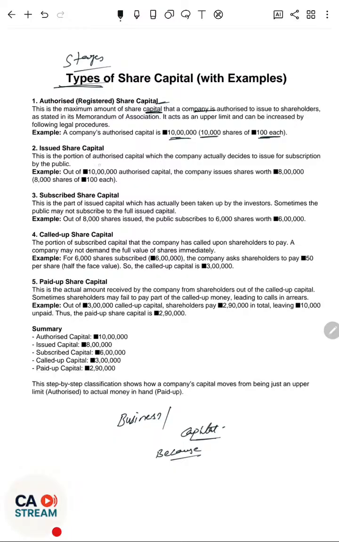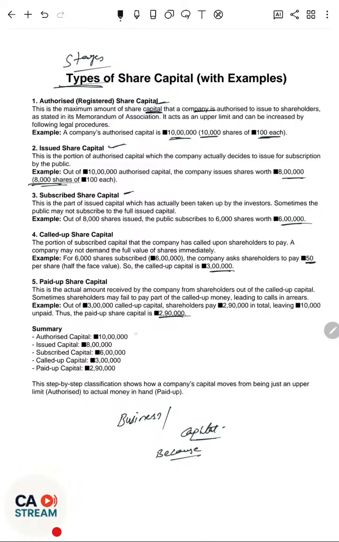But now the company issued only 8 lakh rupees of shares. That means it issued only 8,000 shares, which is called issued share capital. Now subscribed share capital: the public showed interest to subscribe to the extent of 6,000 shares only. That means 6 lakh of share capital. Out of 6 lakh, the company asked the shareholders to pay 3 lakhs, but the public paid only 2,90,000 rupees.